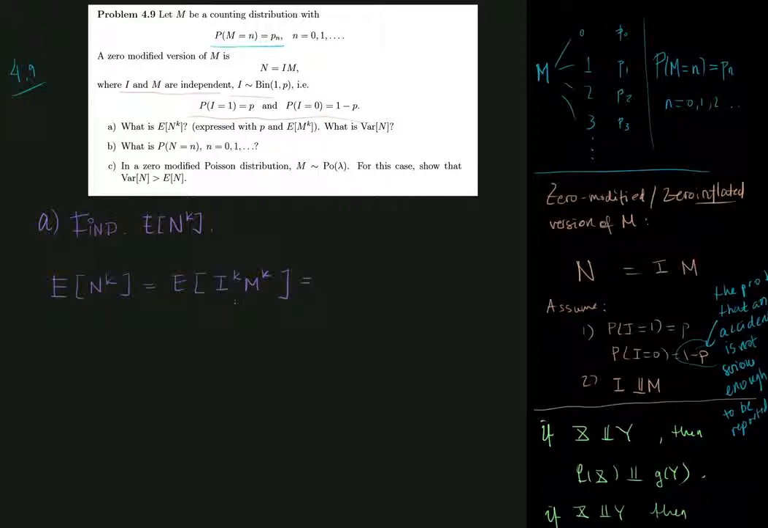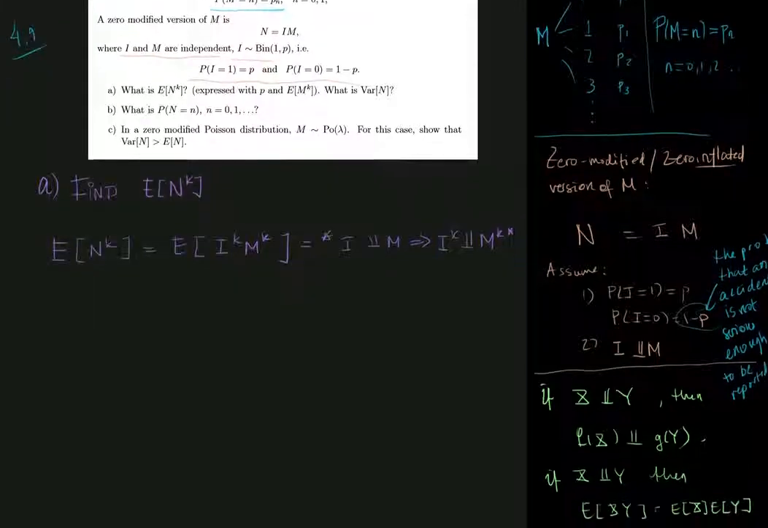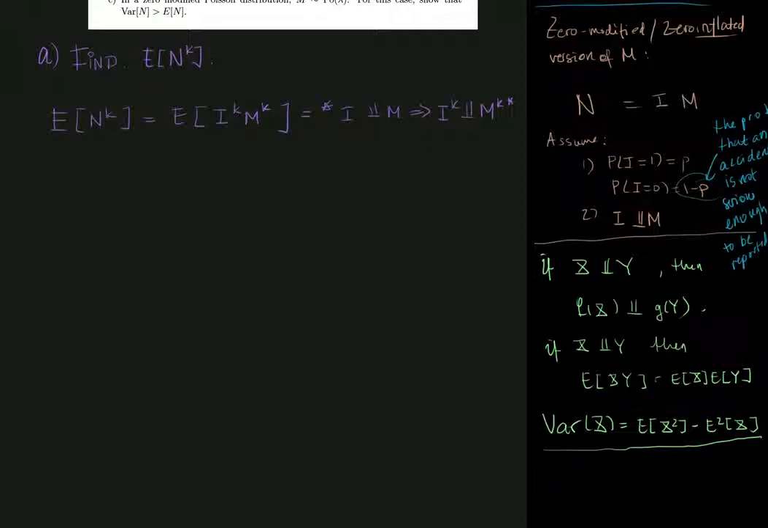Now, what we know is that since I and m are independent, a function of I will be independent from a function of m. So that means that I to the k and m to the k are independent. And since the mean of the product of two independent variables is equal to the product of their means, we can split up this expected value into the expected value of I to the k multiplied by the expected value of m to the k.